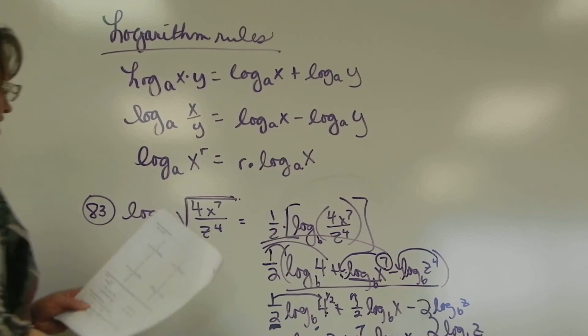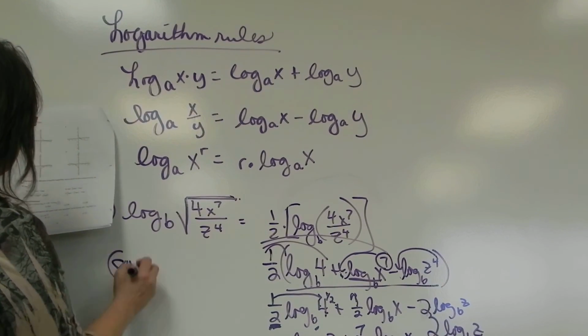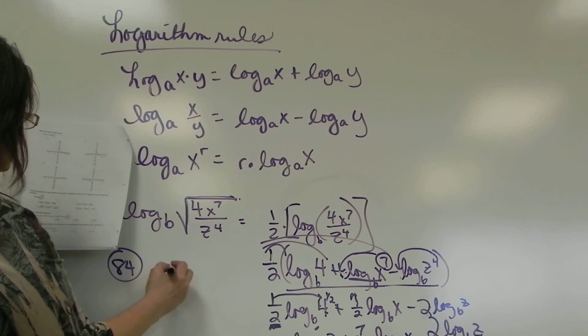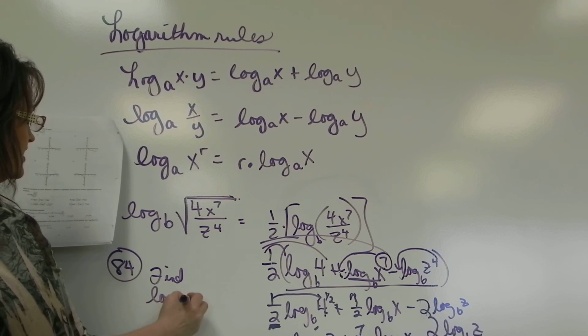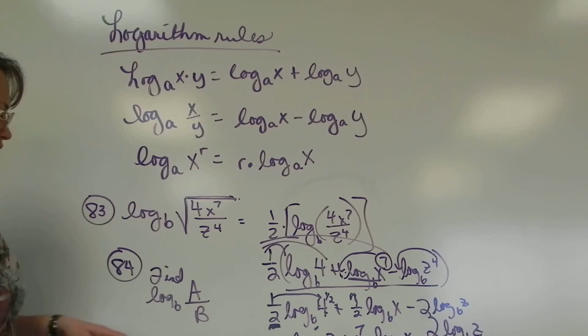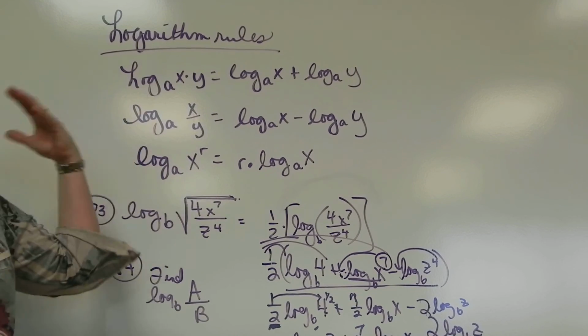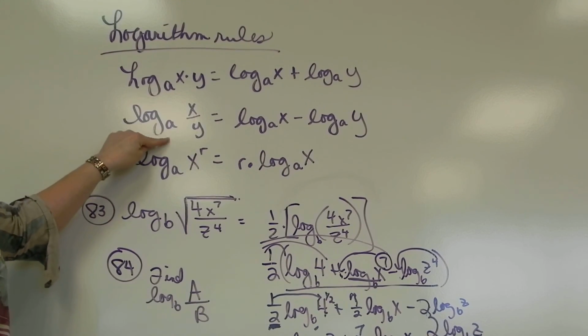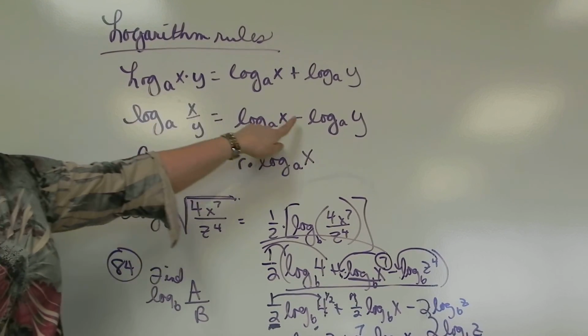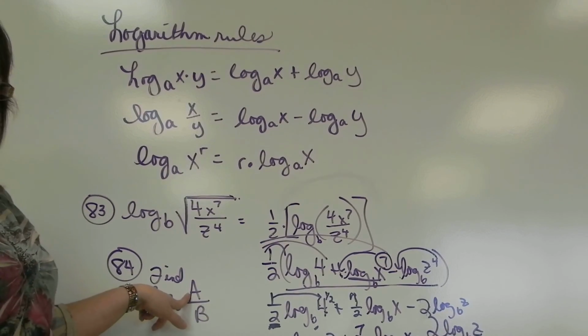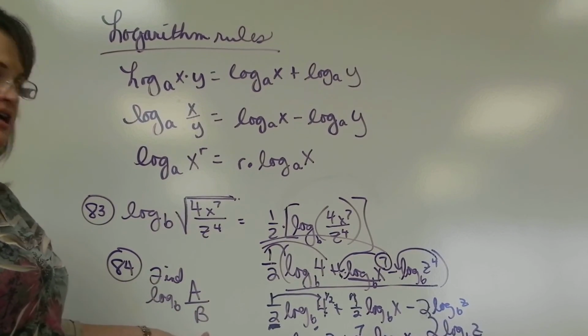All right, the next problem, 84. Also applying these rules, says to find log base b of a divided by b, which according to our rules, the log of any base, whether it's an a, a number, or whatever it is, log of any base with two things divided means you'll subtract those two logarithms. So it would be log base b of a, subtract log base b of b.